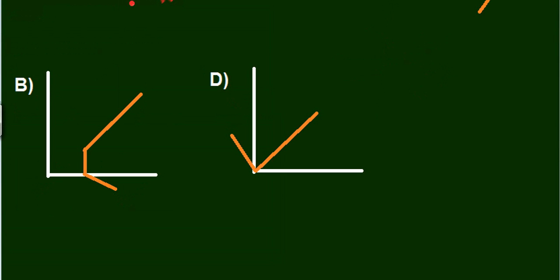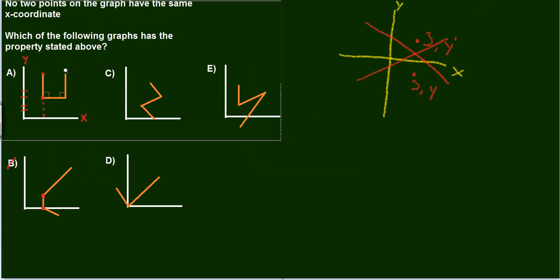Alright, so what do we have going on with B? Well, again, if I just look at the graph from left to right, the very first thing I see, I have this point here, definitely at the same spot on the x-axis. So that is no good. B is also out. Alright, so we can cross out A, cross out B. Let's move on to C.